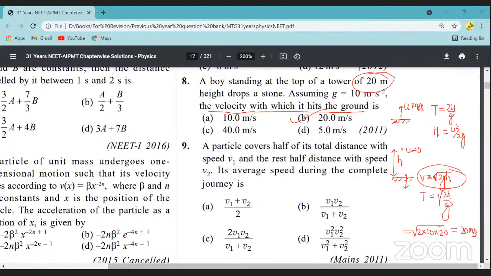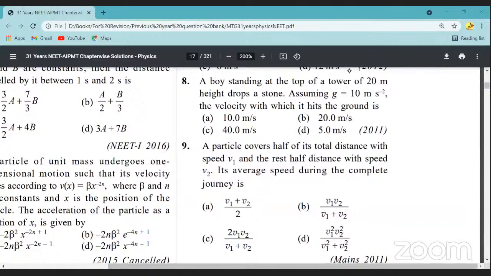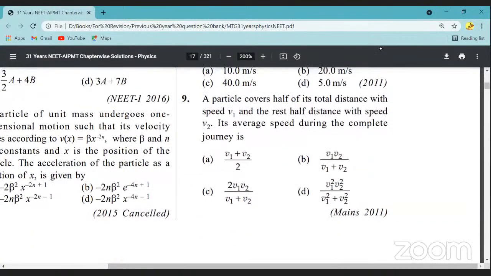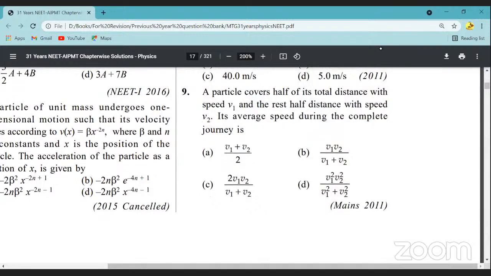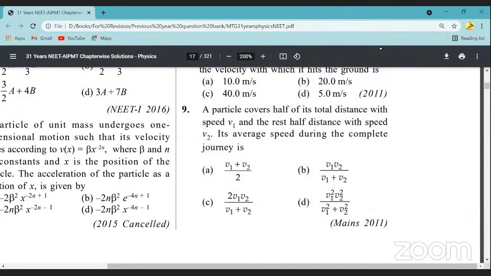Let's go to question number 9. Option C, sir. A particle covers half of its total distance with speed v1 and the rest half distance with speed v2. Average speed how much? From here to here it travels with v1, distance is s, and from here to here again the distance is s and it travels with v2. I need to find out average speed. Average speed means total distance by total time.